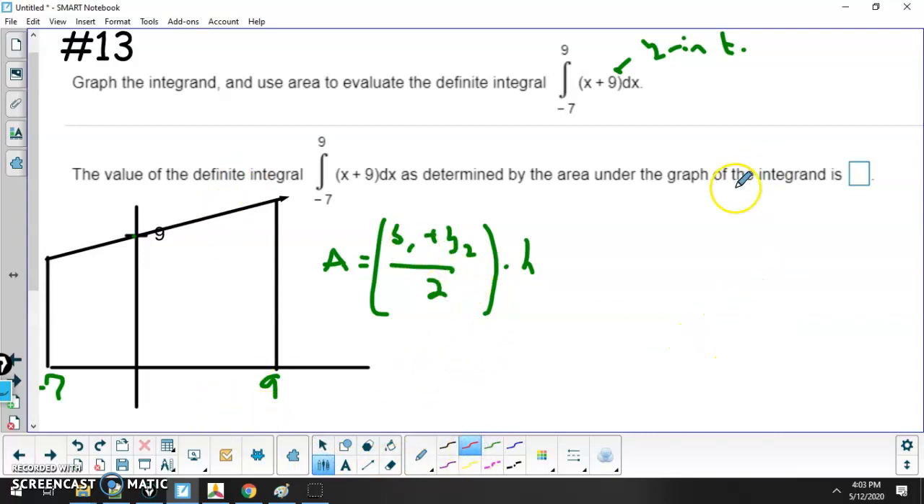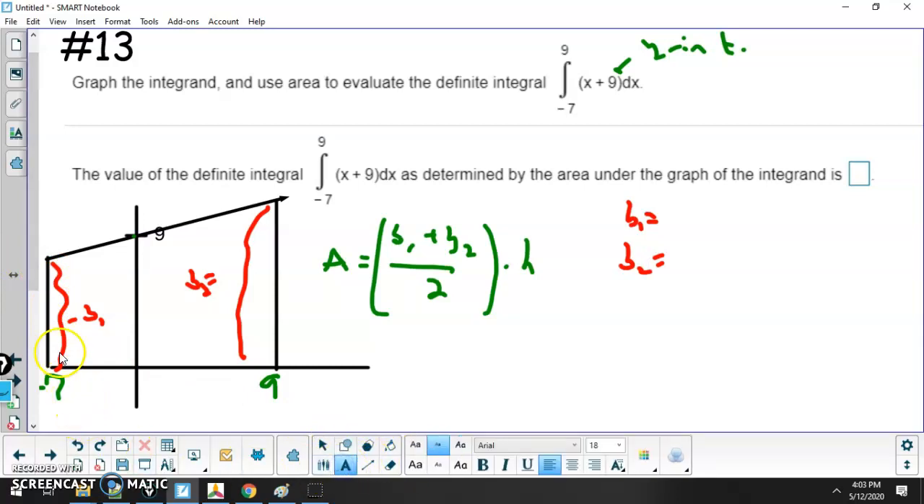So we need to figure out base 1 and base 2 first here. So base 1, okay, is just going to be this region right here. That's base 1. Base 2 is this region right here. It's a trapezoid on its side, okay? And how do you get that height right here? Well, it's just like when you're doing LRAM and RRAM. You're going to substitute into the function.